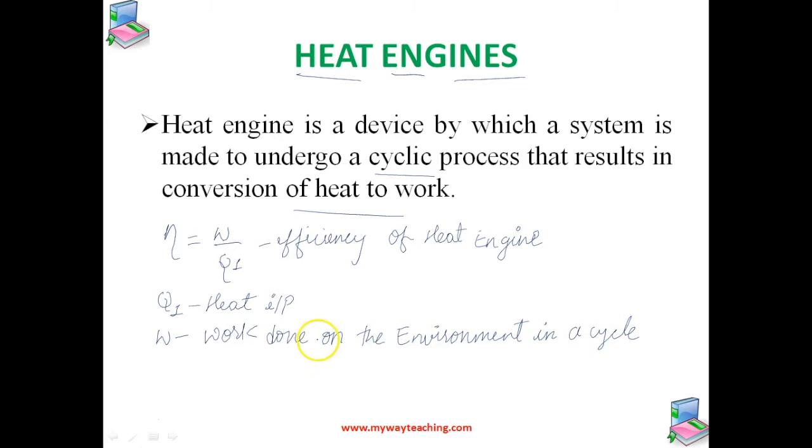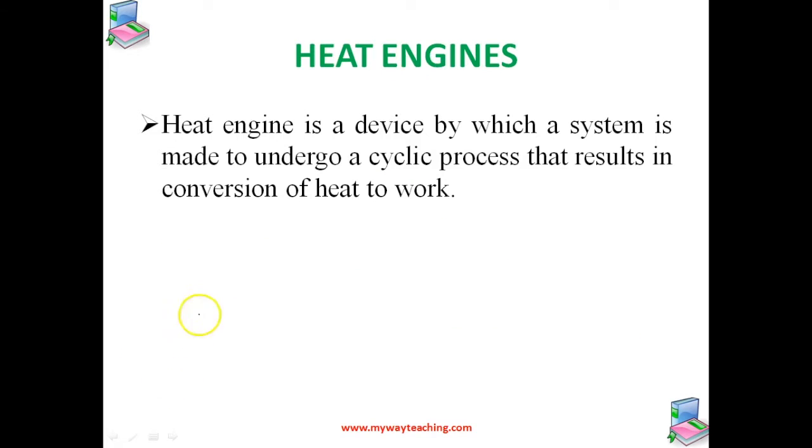See, in a cycle, a certain amount of heat, say Q2, may also be rejected to the environment. Then, according to the first law of thermodynamics, over one complete cycle, we can write W is equal to Q1 minus Q2. So eta becomes 1 minus Q2 by Q1, isn't it?